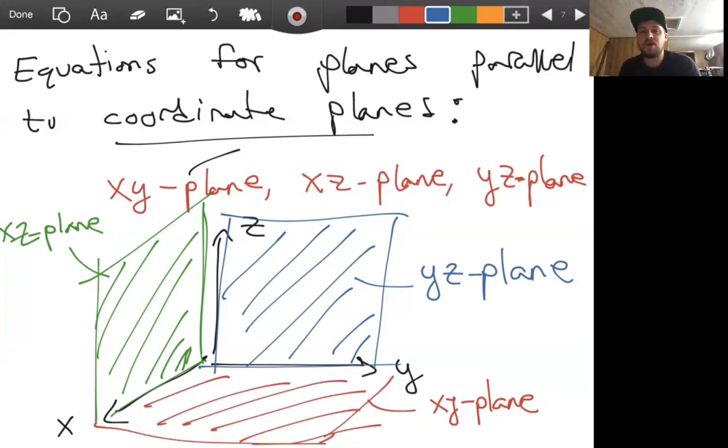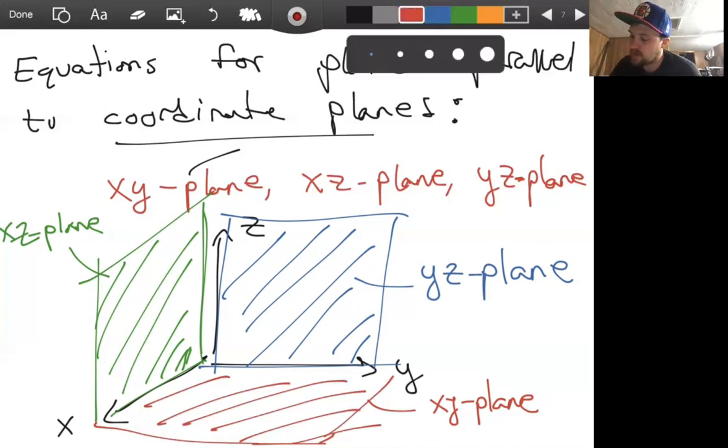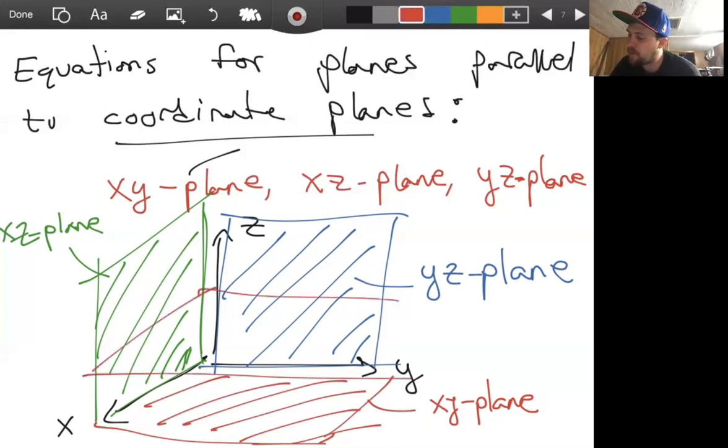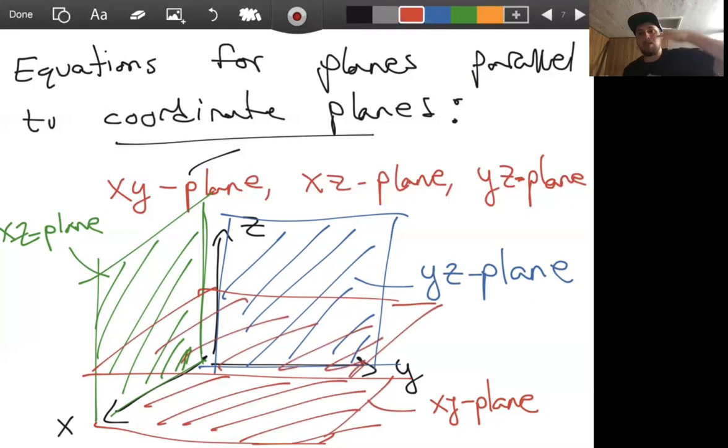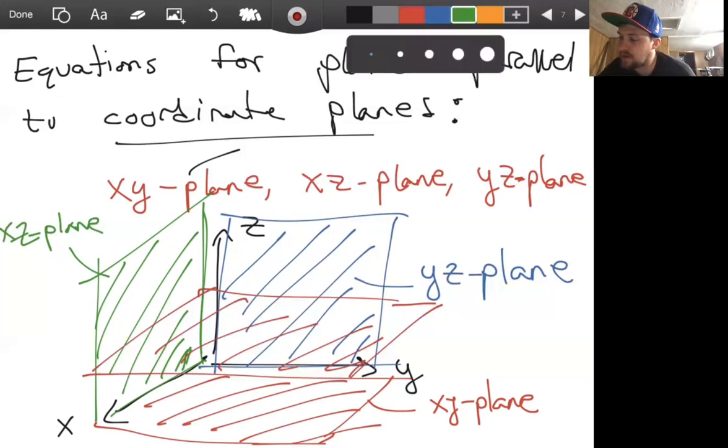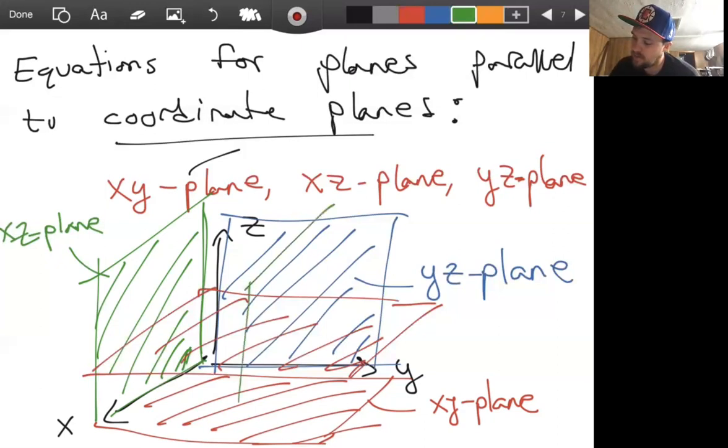And we want equations for planes that are parallel to these. So you take one of your coordinate planes here. For the XY plane, you can imagine we could shift it up Z units, taking this flat plane and shifting it up. Or we could take this green XZ plane and shift it left and right, but in a parallel fashion here. Or with the YZ plane, we could shift it closer and farther to us. And we want equations for those.